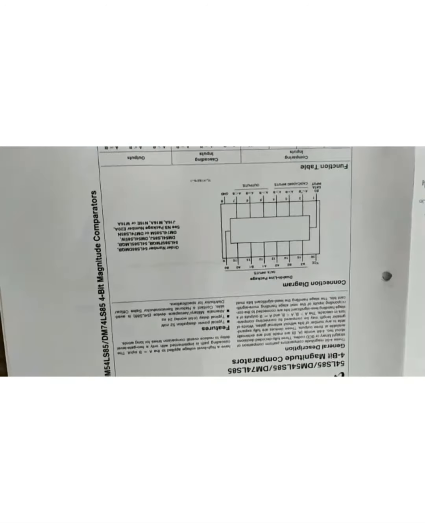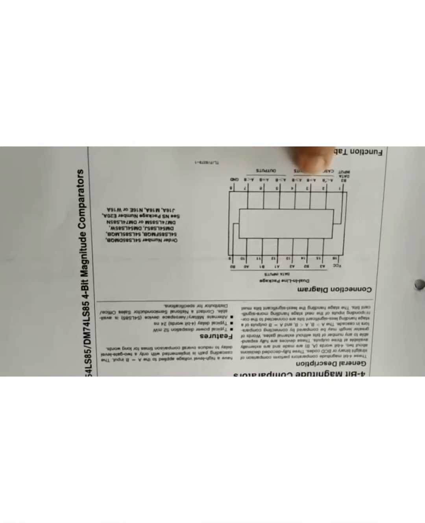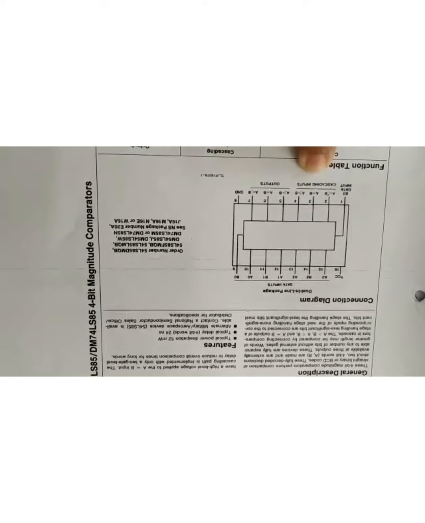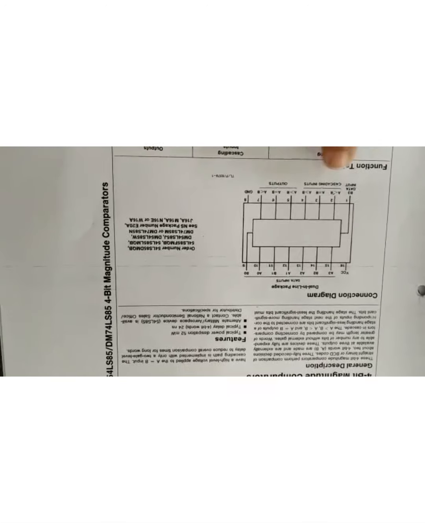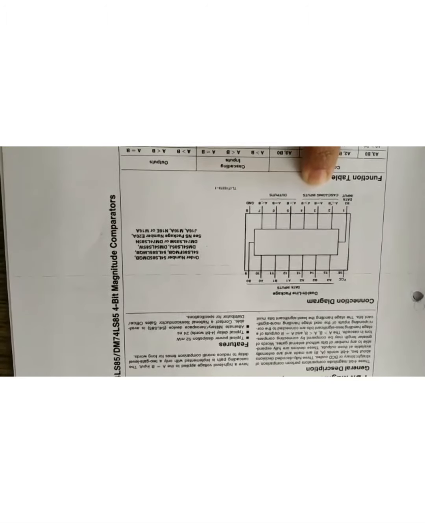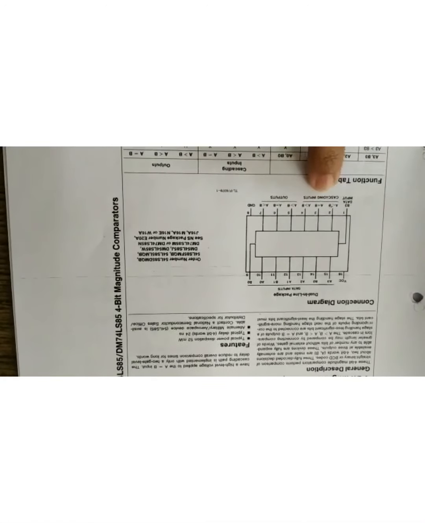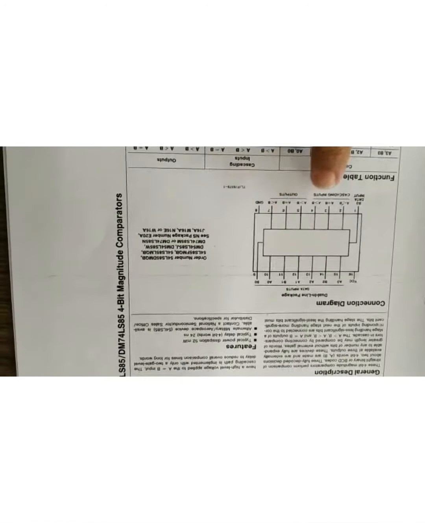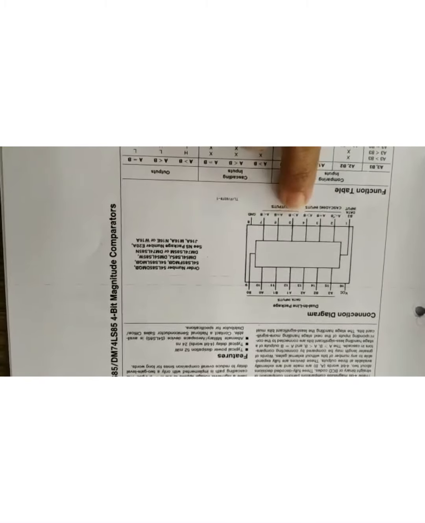First we will see the IC diagram of the comparator. Pin numbers 2, 3, 4 are cascading inputs: A less than B, A equals B, and A greater than B. Cascading means when we increase the number of inputs, that's why we require two ICs. Cascading means we are connecting the second IC to these input pins. Next are the output pins 5, 6, 7.